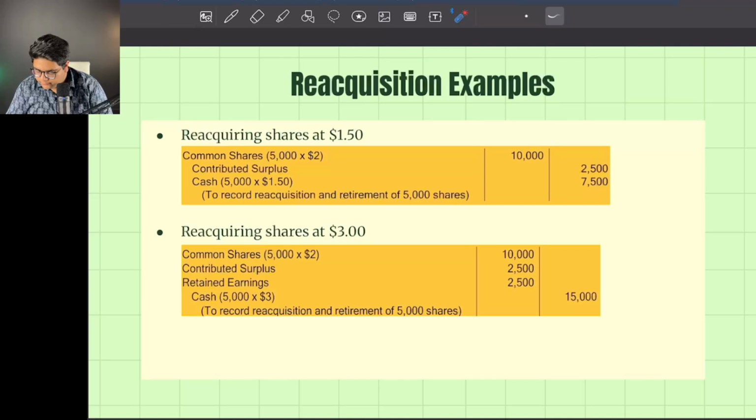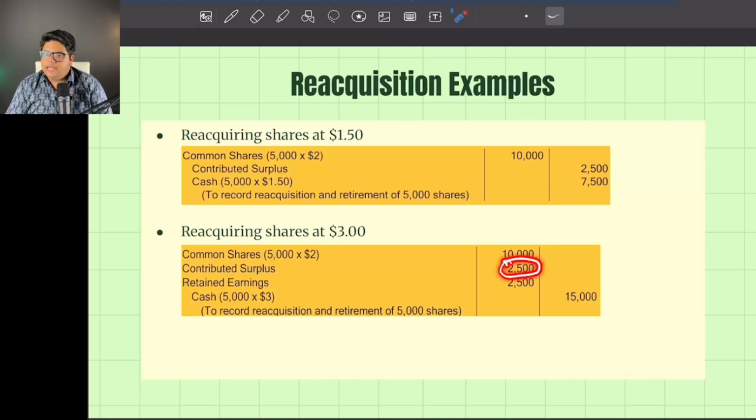So the first step you do, this is step number 1, is your contributed surplus. First, you would see if you already have some kind of a credit balance in your contributed surplus. In this case, we do. By the way, these entries are just consecutively right after each other. That's just the scenario I've provided. But in this case, we already have a credit balance of $2,500 in contributed surplus. So we can debit that amount, right?